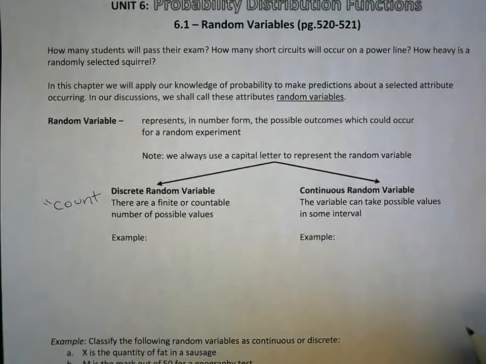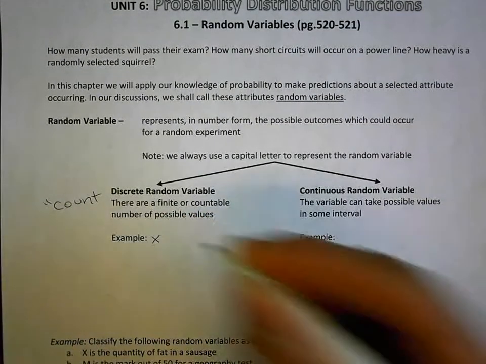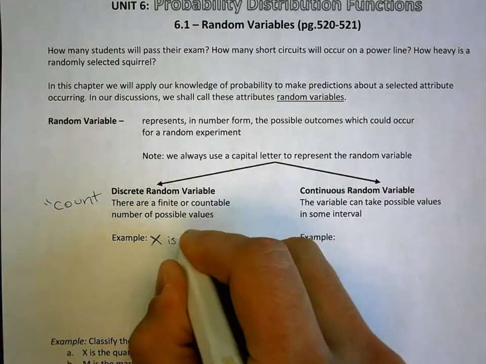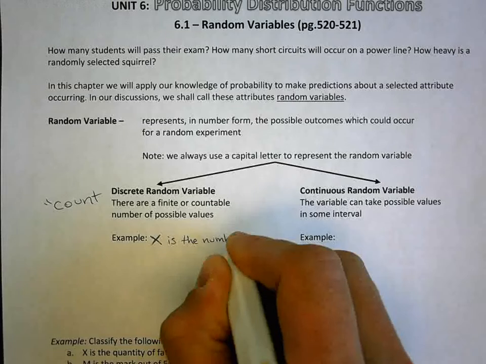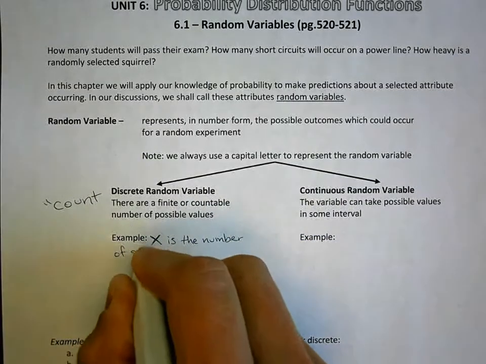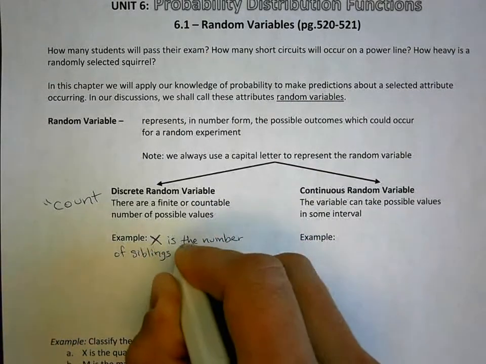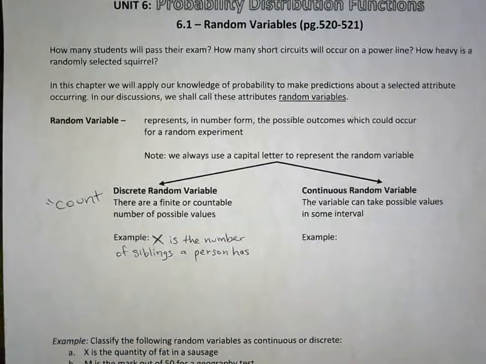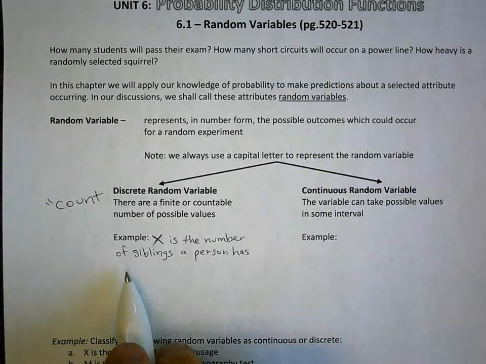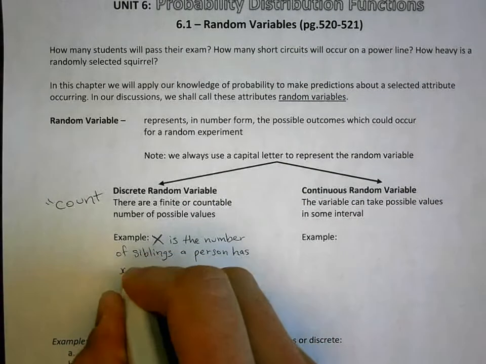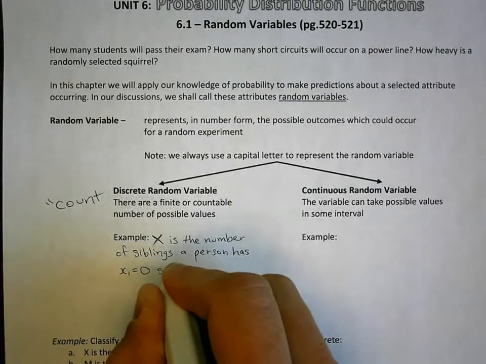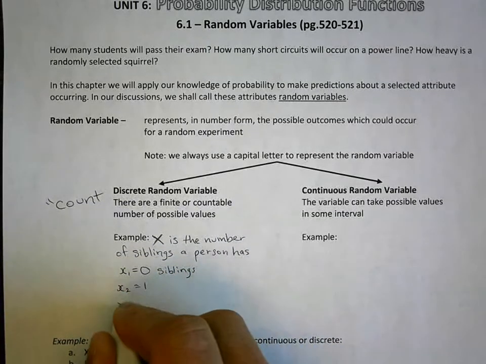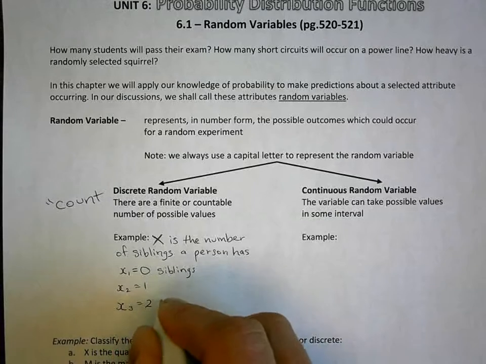So our first example of a random variable. Let's let X, remember it has to be a capital X, be a random variable for the number of siblings a person has. Now, that random variable has a lot of different outcomes. The first outcome is that you have 0 siblings. The second outcome is you have 1 sibling. The third outcome is you have 2 siblings, etc.